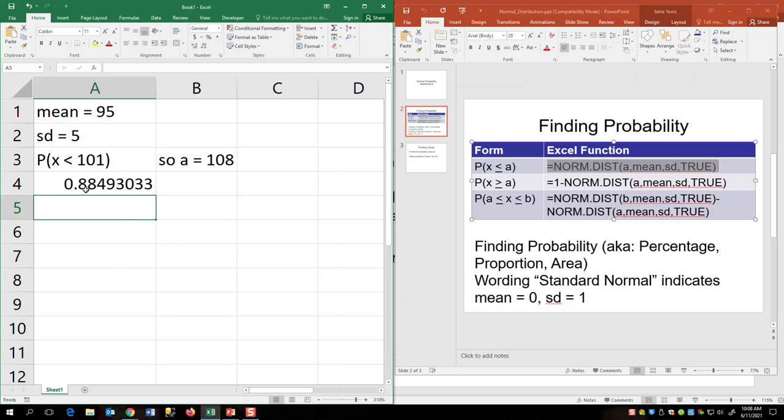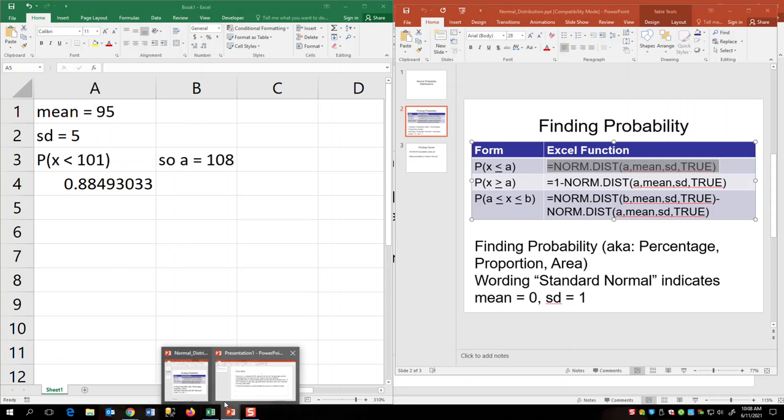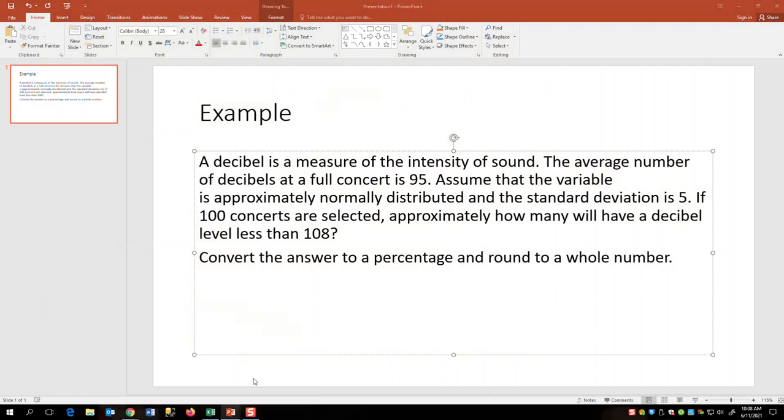Okay, so we got this right here. The other one would have given us bizarre results when I talked about it. That's our probability percentage for whatever they're asking. How many will have a decibel level less than 108? Now, if they give us a number and then they say how many of them, we then have to take that and multiply times that number.